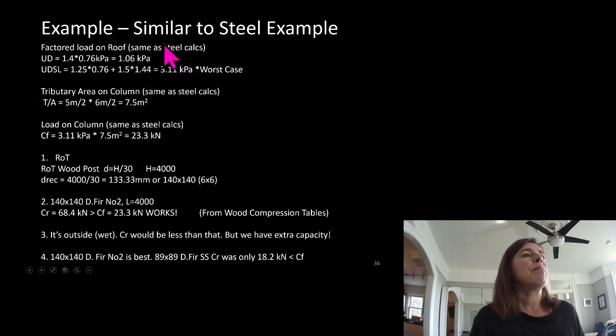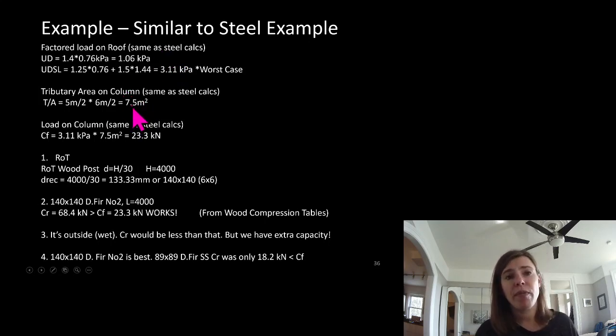Okay, the tributary area on the column, same as the steel calc, is 7.5 meters squared. The load on the column is our factored load times our tributary area: 23.3, I said 23.2 I remember, pretty close, 23.3 kilonewtons.